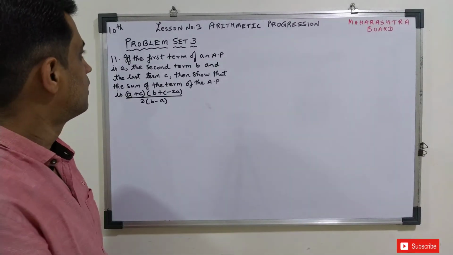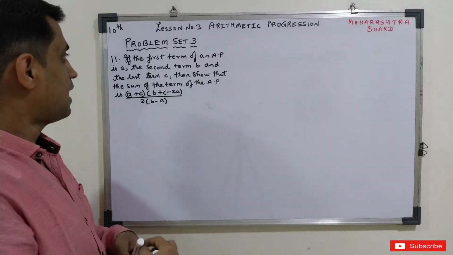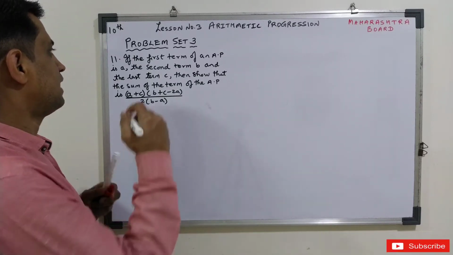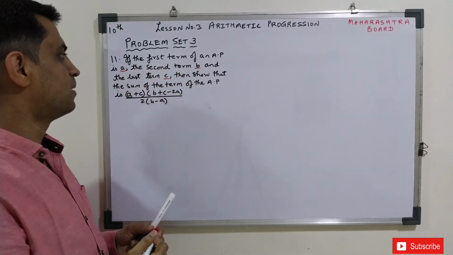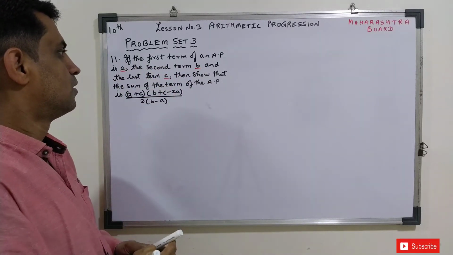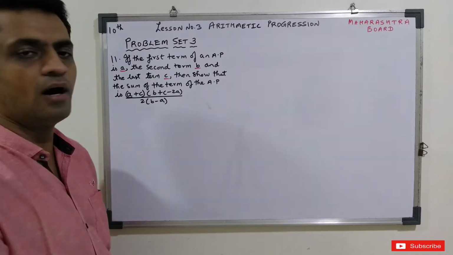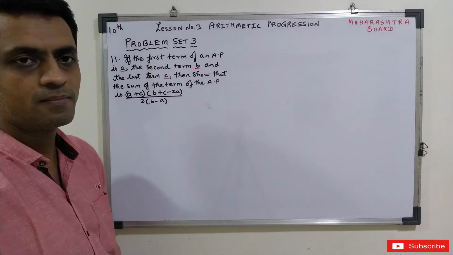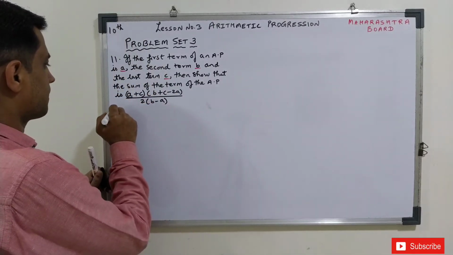11th sum. If the first term of an AP is A and the second term is B and the last term is C, then show that the sum of the terms of the AP is (A plus C)(B plus C minus 2A) upon 2(B minus A). Now students, let us see what they had given us.